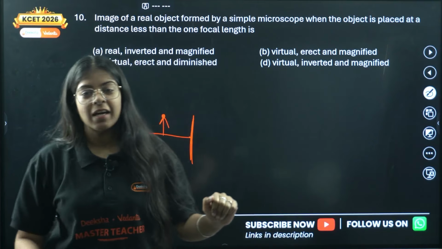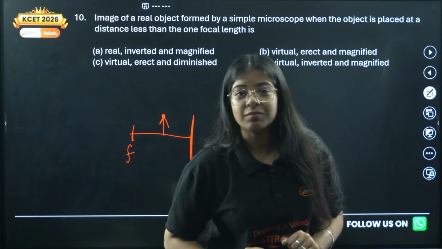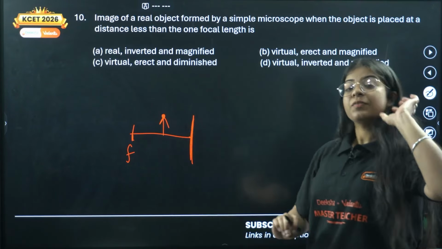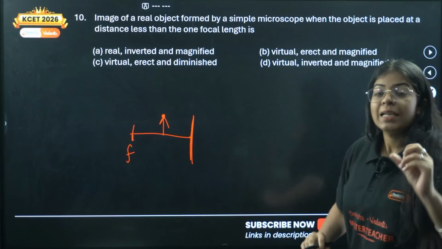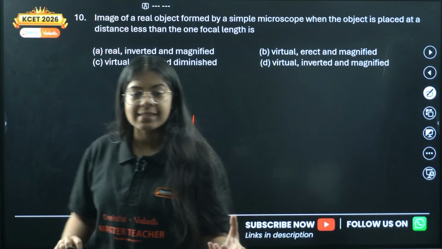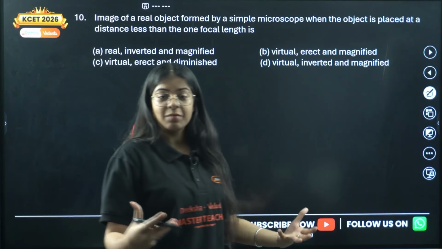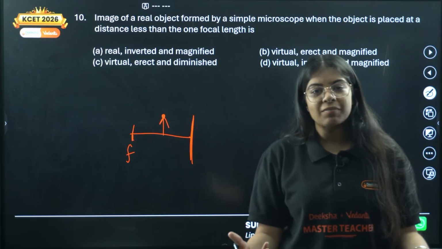This is easy. So in the case of a microscope, what kind of lens do we use? We generally use convex lenses because they form magnified images, and in a microscope, we definitely want magnified images.